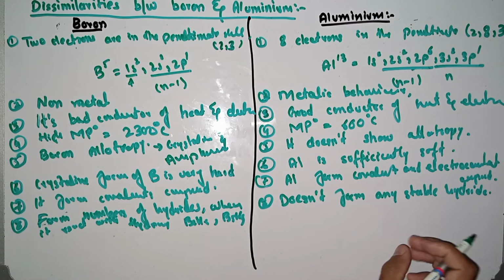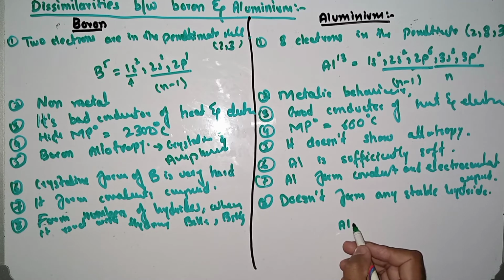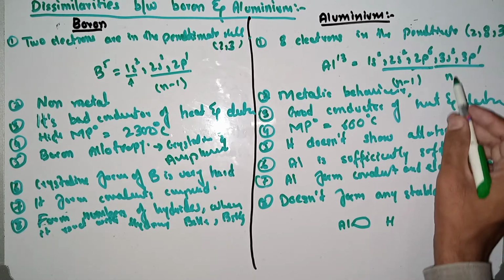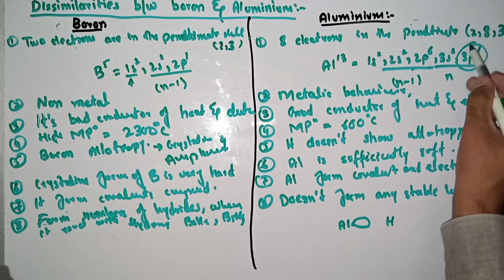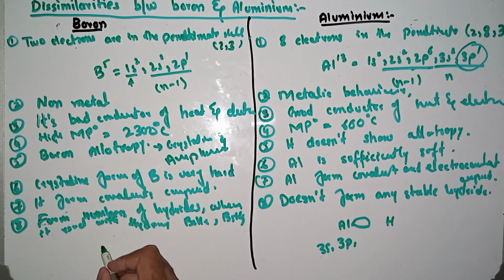Aluminum doesn't form any stable hydride because of the orbitals that are shared with hydrogen. In the case of aluminum, the outermost shell orbital is 3p or 3s, while in the case of boron the outermost shared orbital is 2s or 2p.